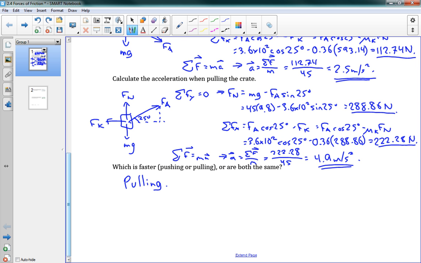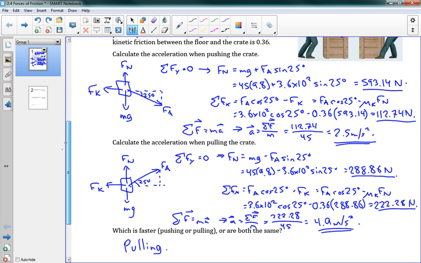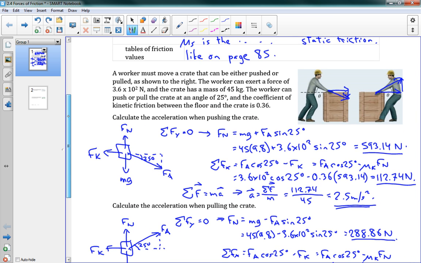More acceleration. And just thinking about that, does that make sense? Well, when I'm pulling, I'm also lifting it up a bit this way, which means I'm reducing the normal force and reducing friction. So I'm actually pulling it off the ground a bit, which is going to make it slide faster. So yeah, that makes sense. Pulling is actually going to be better than pushing, where I'm actually pushing it down and I'm giving it even more normal force for more friction.